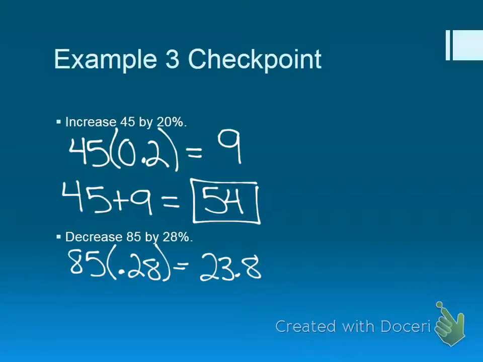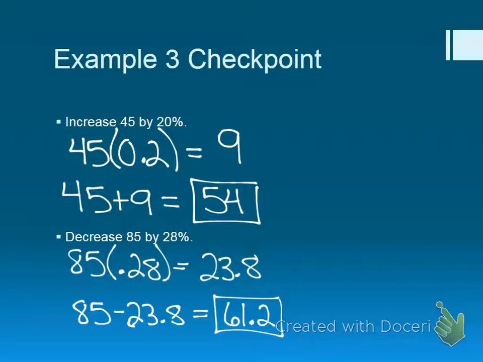Participate. Give me the answers. What do I do with 23.8? I subtract it from 85 and I get my total. 61.2. Did you get it? Raise your hand if you got it. All right, most of you got the answer right.